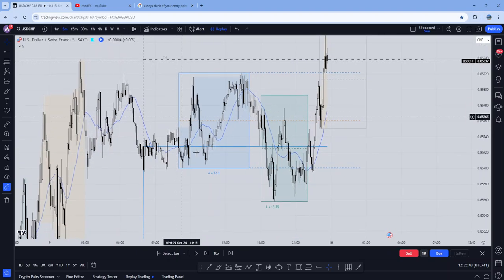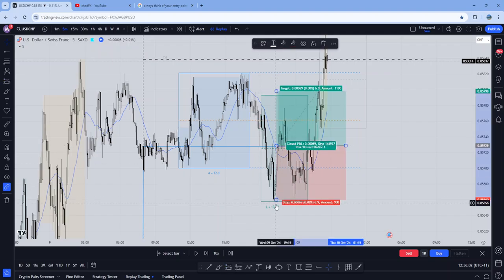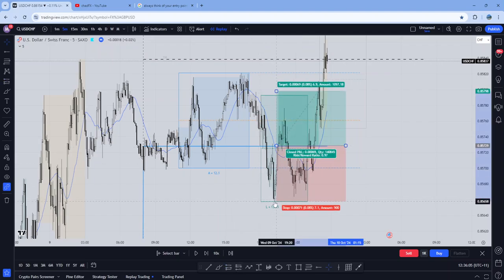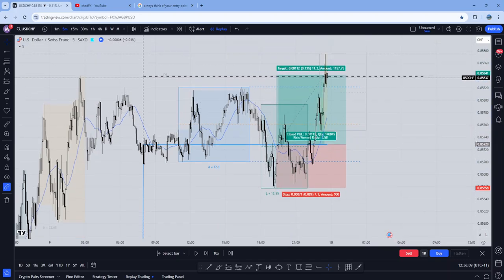So the way I entered this trade is because I trade mostly the London session. I live in Australia. Once I got this engulfing candle at the EMA and yesterday's closing price, I entered my trade here to go long. Stops just here, targeting the high of the day.